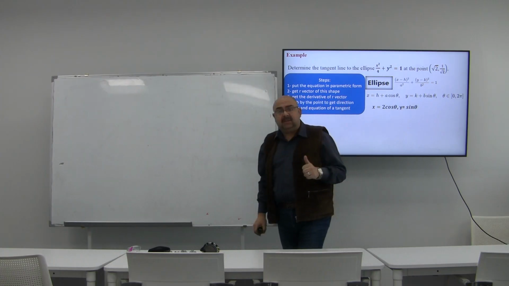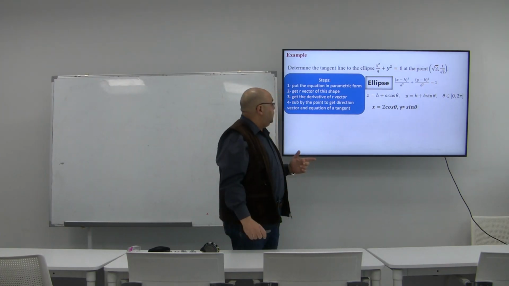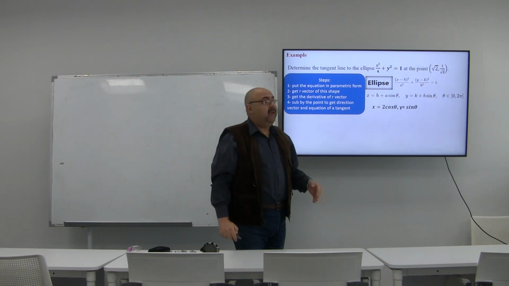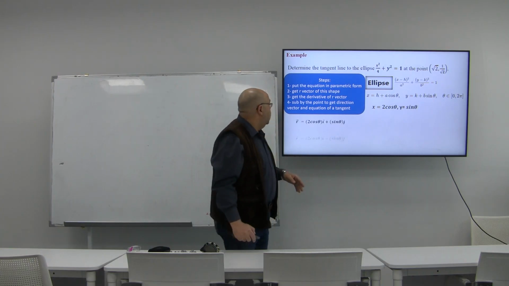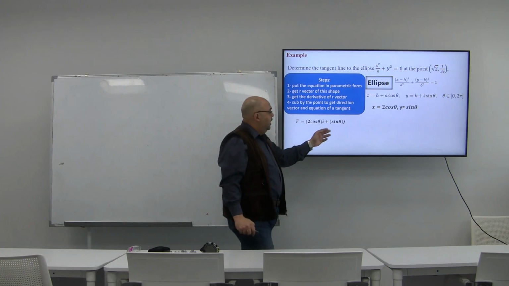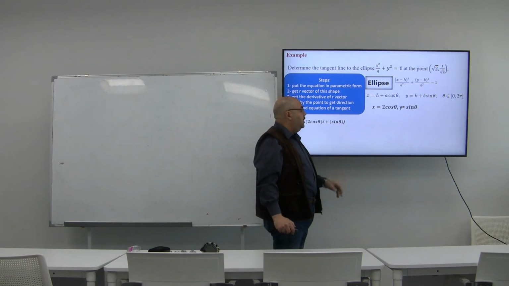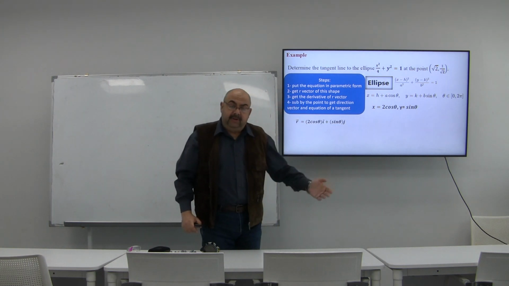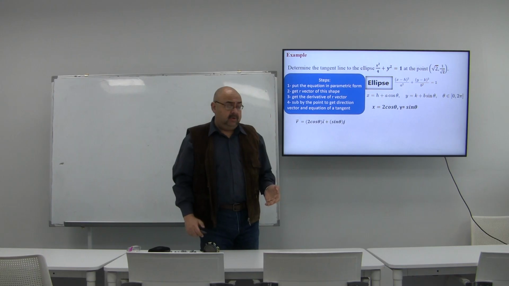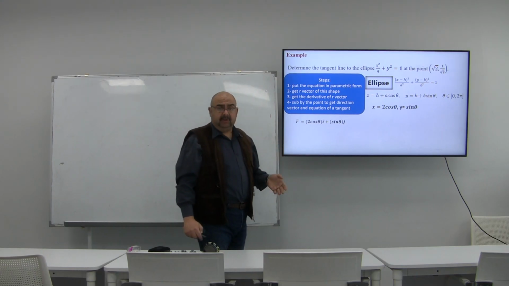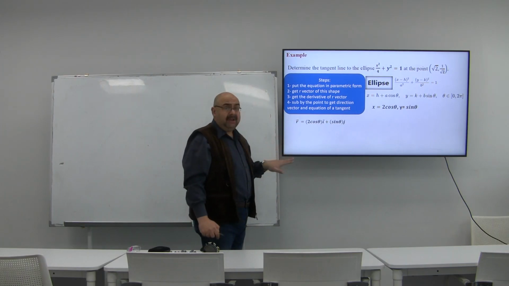Now I have x and y: x is 2 cosine theta, y is sine theta. Now we can get r, which is r equals 2 cosine theta in the i direction and sine theta in the j direction. Now I have the i unit vector, which is the direction along the x-axis, and j, which is the unit vector along the y-axis. So we are in two dimensions, as you know.